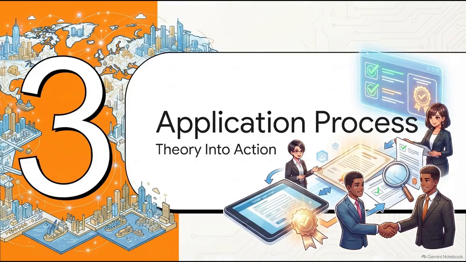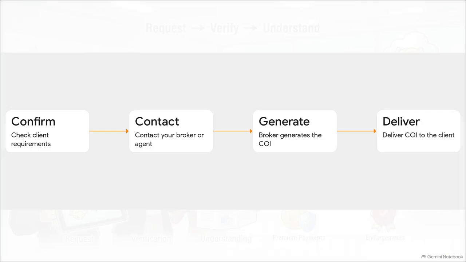Section 3, the application process. Let's turn this theory into action. So how do you actually get this critical piece of paper into your client's hands? It's a straightforward 4-step chronological process. Step 1, and this is crucial, confirm your client's exact requirements before you do anything else.